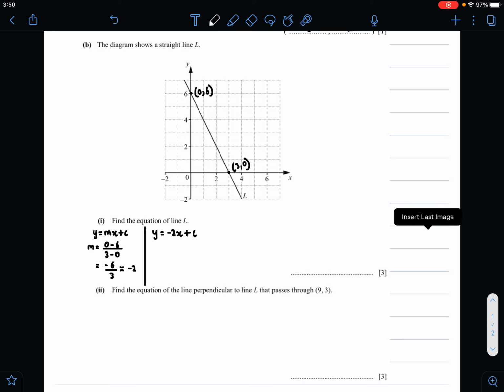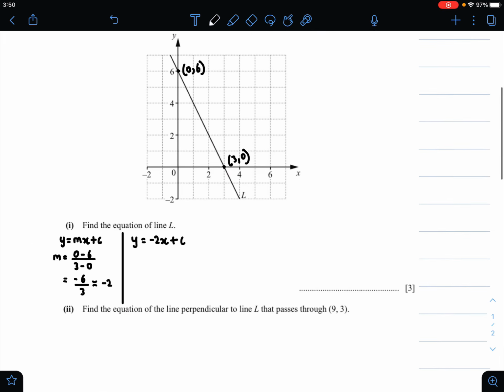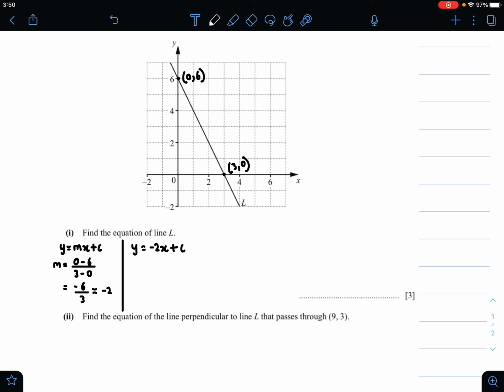Now to find the value of c is very easy. The value of c is the y-intercept, and as you can see, they've shown us here that the line intercepts the y-axis at the point 0, 6, and the y-coordinate over there is 6. So your final answer will be y is equal to minus 2x plus 6. So you can write that in the position where you're supposed to write your final answer. So y is equal to minus 2x plus 6.